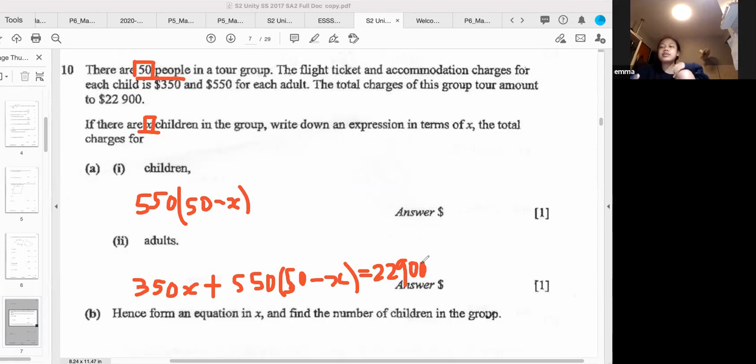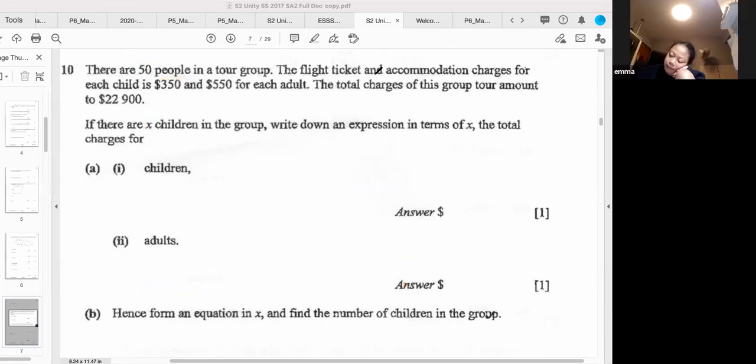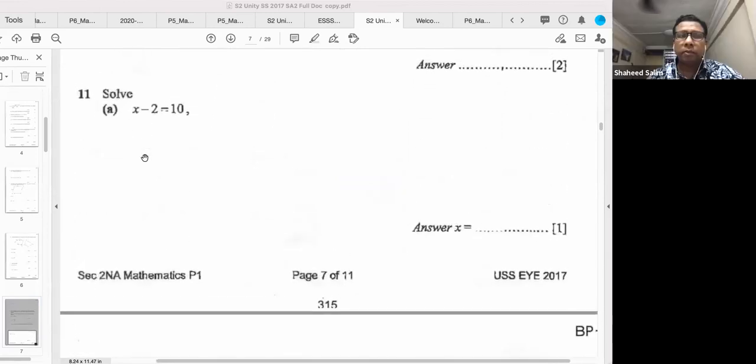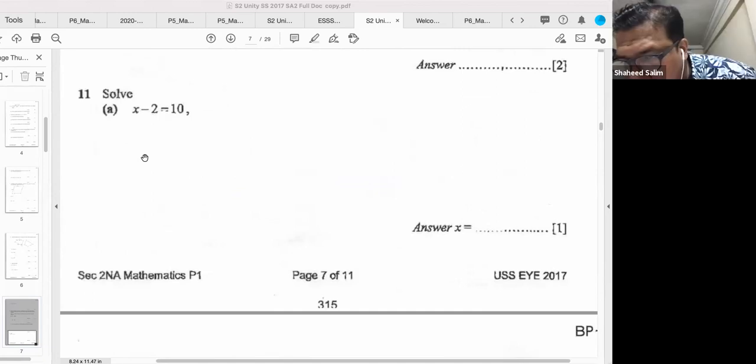X equals 23. 23, well done. Okay, number 11. Have you got an answer? 12 or 11? 12. Okay.